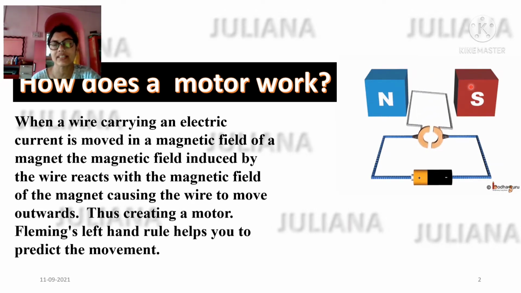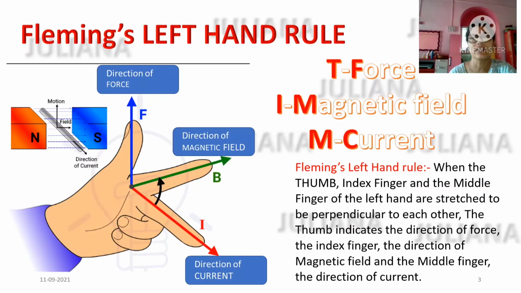In order to understand how the motor will be pushed outwards, in which way the force is acting, in which direction the magnetic field is, and also to understand the direction of the current, we use Fleming's left-hand rule. So let's understand what is this Fleming's left-hand rule.